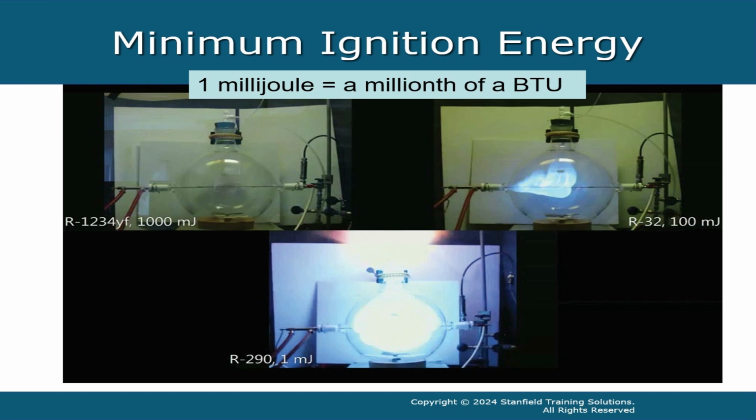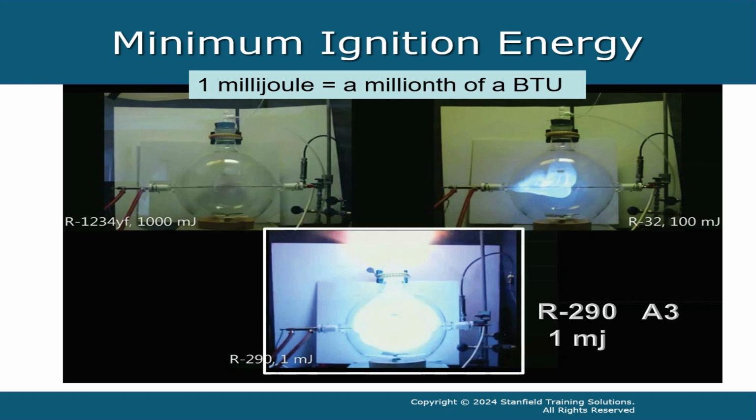This slide from Chemours compares the ignition energy of an A3 refrigerant, R290, otherwise known as propane, to R32 and R1234YF. The energy is measured in millijoules, which is 1,000th of a joule. A millijoule is approximately 1/1,000,000th of a BTU. First, let's take a look at R290. 1 millijoule ignites the mixture with what looks like an explosion as a result.